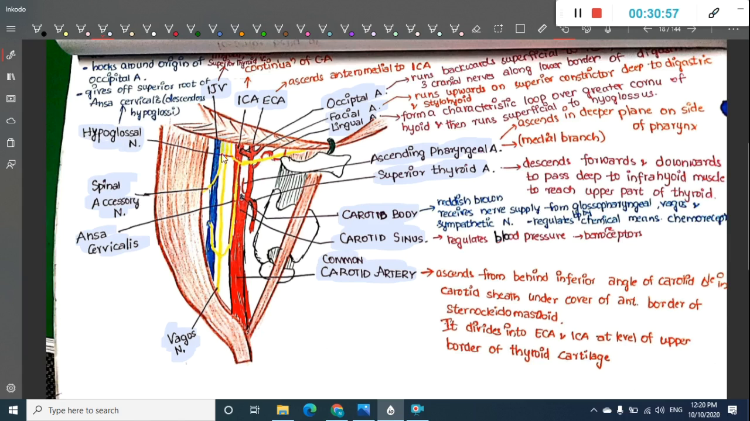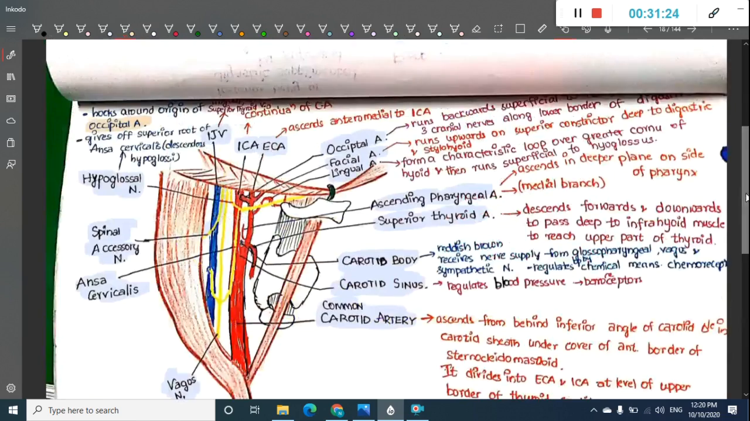What are they? This is the spinal accessory. The one which hooks around the occipital artery is the hypoglossal nerve. This hypoglossal nerve will hook around the occipital artery. And we have the ansa cervicalis and the vagus nerve. So this is about the contents of the carotid triangle. All the rest of the things are not necessary. The only important things are these contents. Okay, next.